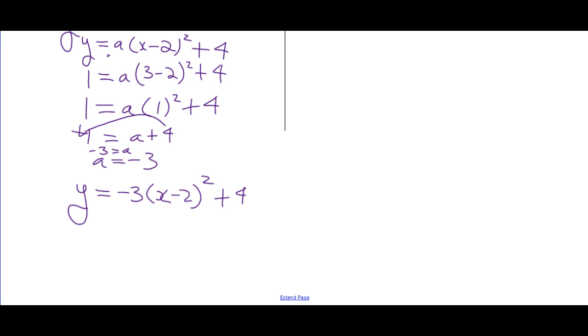So think about it. If I gave you this, then what would you tell me? You'd say, it opens down. There's some vertical stretch, right? It should be narrower than the regular x squared, but whatever. The vertex is at positive 2, 4, right? So just forget the graph. Look at this and just say it opens down, the vertex is at 2, 4.